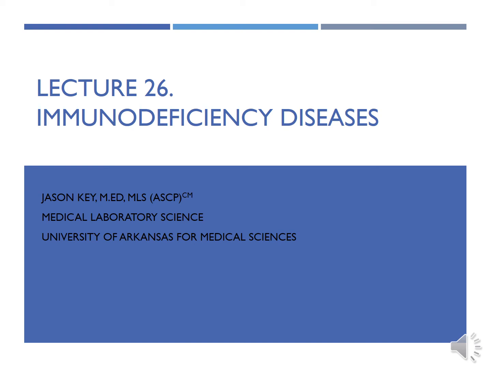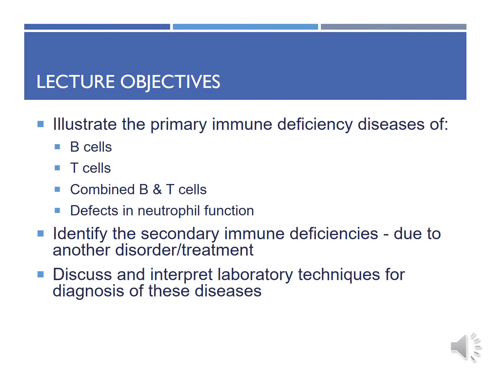This is Lecture 26, Immunodeficiency Diseases. In this lecture, we're going to be looking at the immune deficiencies of our B cells, T cells, the combined B and T cells, and defects in the neutrophil function. We also will identify secondary immune deficiencies.